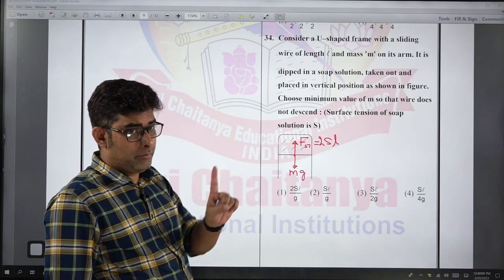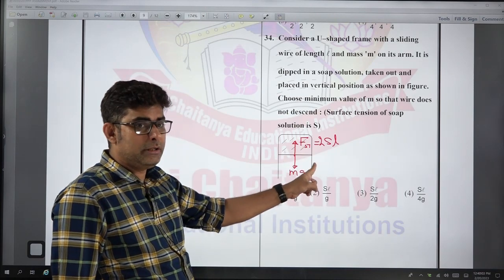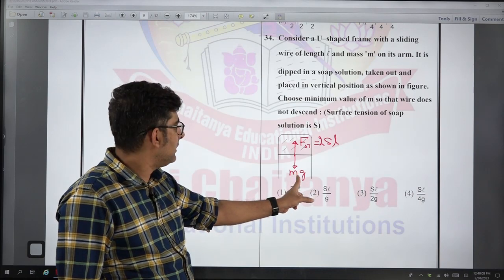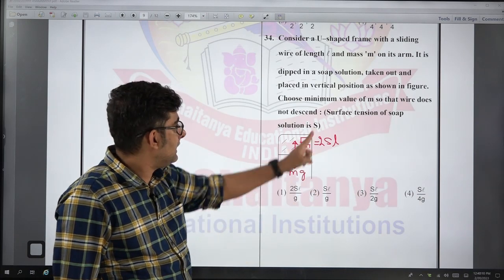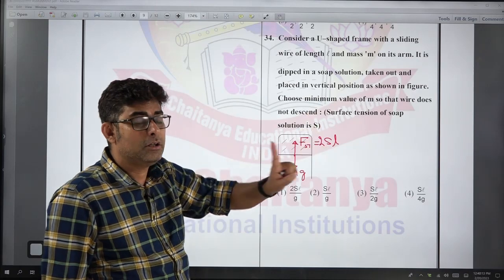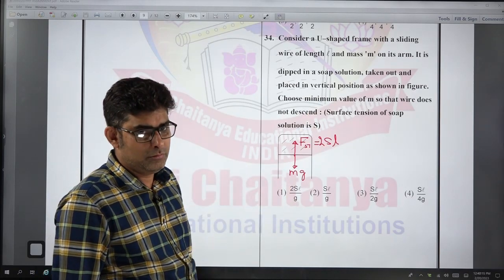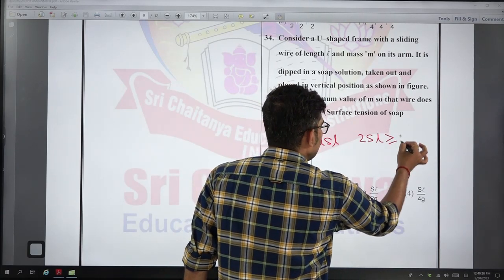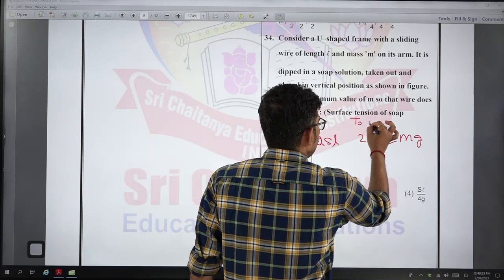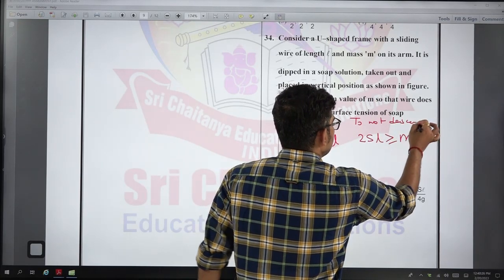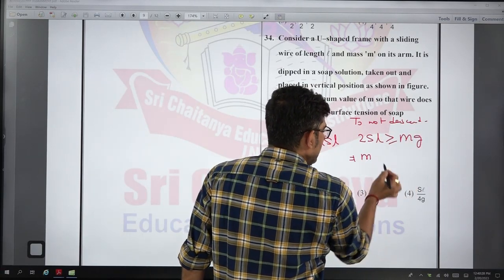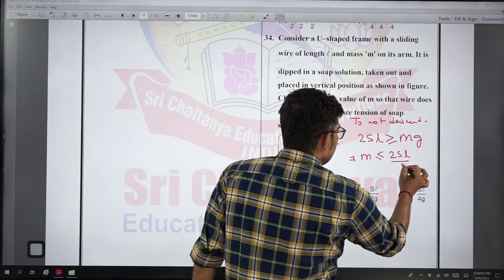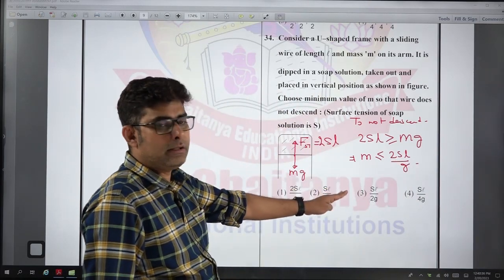They are not saying equilibrium, mind it. Don't say 2SL is equal to mg. You may think that 2SL is mg, so they are asking m, so m will be 2SL by g. But they are asking to find the minimum value so that it does not descend, which means it can go up also. So to not descend, m should be less than or equal to 2SL by g. So it should be either equal to or less.